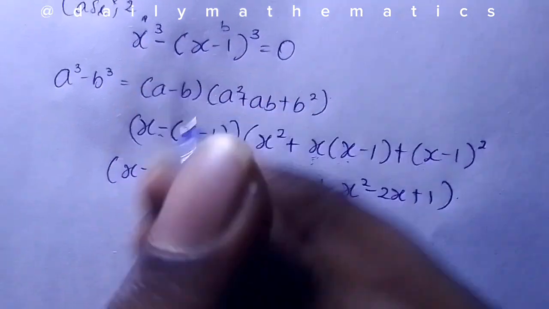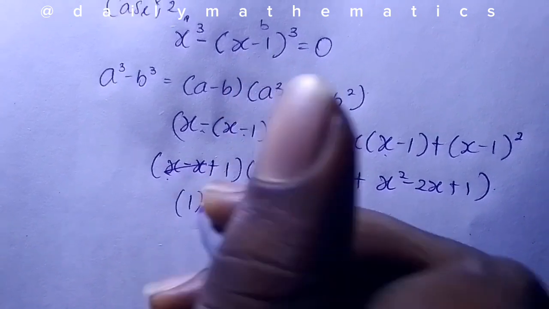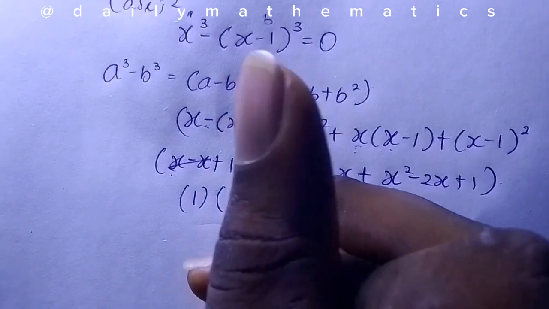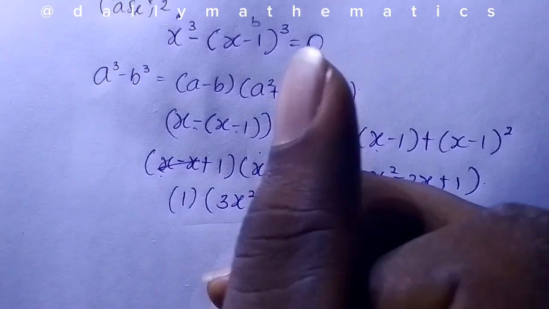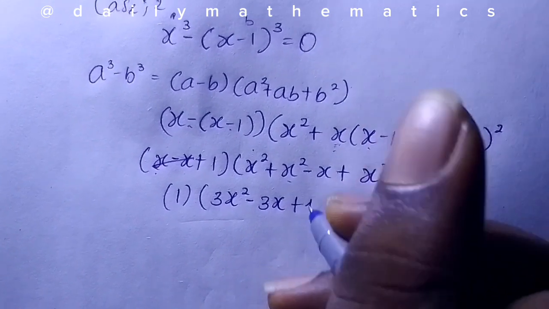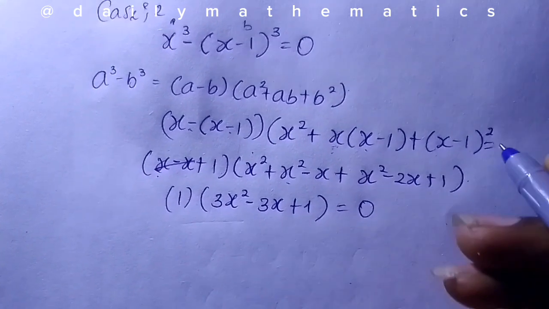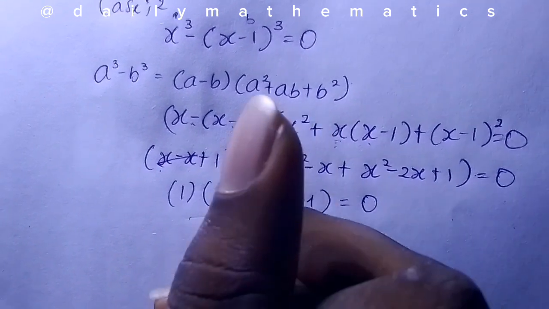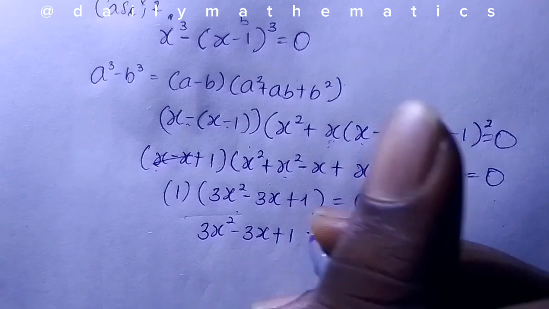So from here, x minus x cancelled, we have 1, right? So we have x squared plus x squared plus x squared, we have 3x squared, minus x minus 2x, we have minus 3x, right? Plus 1 equals 0. Please don't forget equals 0 is here, right? So 1 times this is still giving us 3x squared minus 3x plus 1 equals 0.